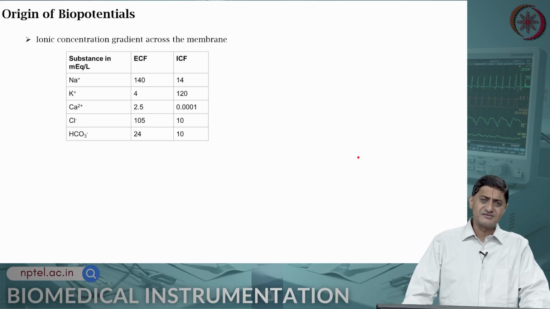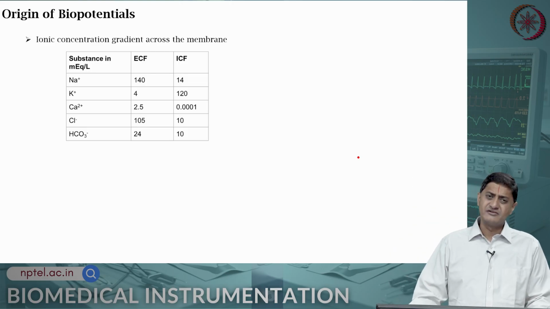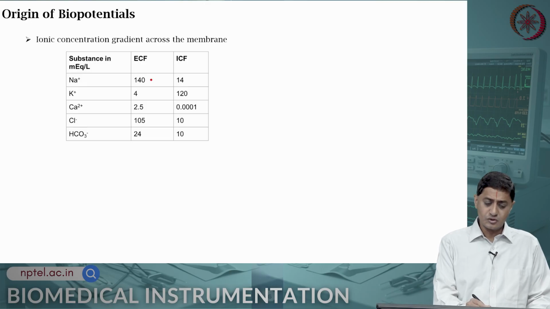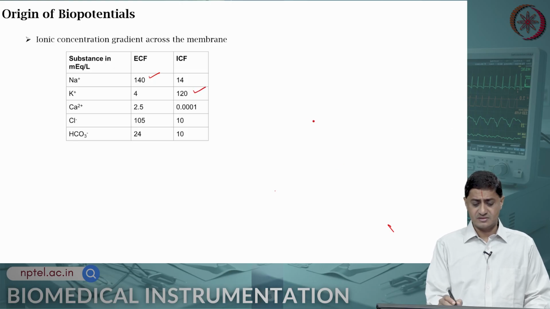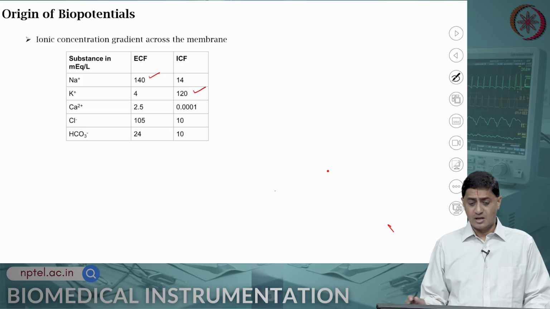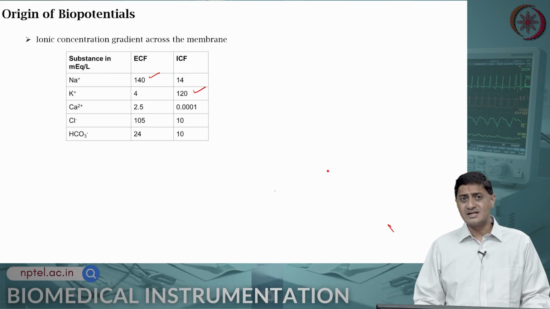Typical concentrations of various substances and ions inside the cell and outside the cell are given here. Outside the cell, sodium is found in excess. Inside the cell, potassium is found in excess. So, outside of the cell or the extracellular fluid has 10x the amount of sodium. Inside of the cell has 30x the amount of potassium.